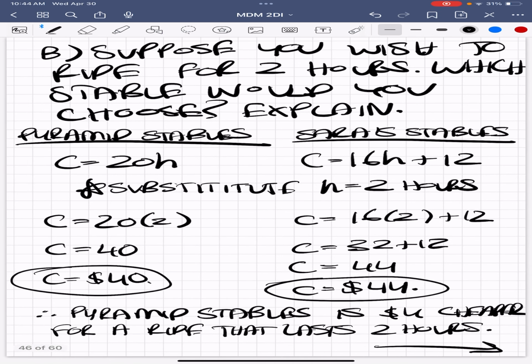Okay, so suppose you wish to ride for 2 hours, which staple would you choose? We calculated Pyramid Staples and Sarah's Staples cost for a 2-hour ride, and we inputted a value of 2 for h, so h being 2 hours, and then we substituted it into each equation that is a representation of how much it costs per ride. And Pyramid Staples is $4 cheaper for a ride that lasts 2 hours.